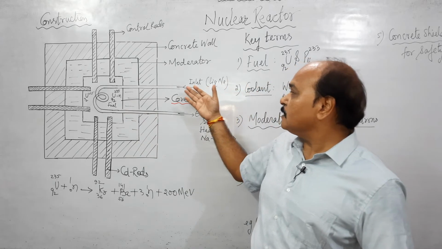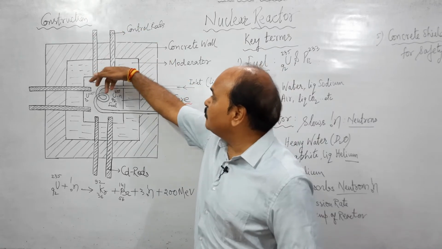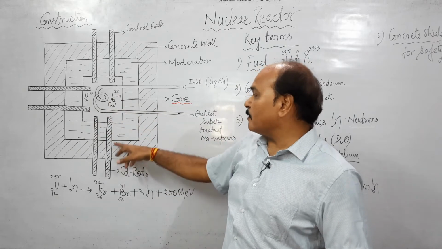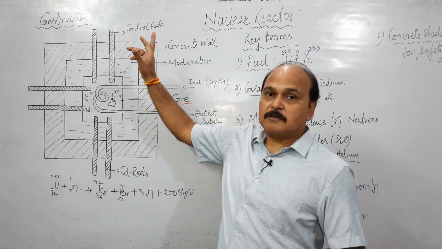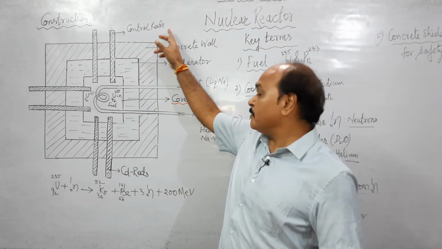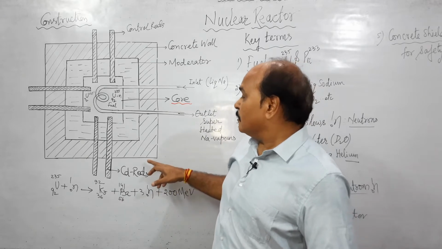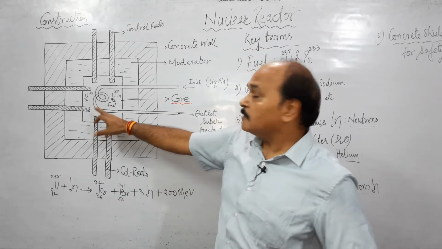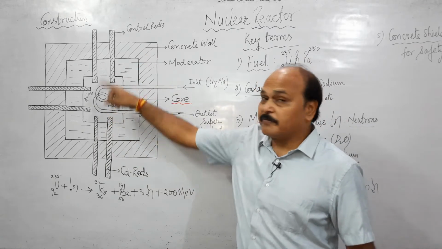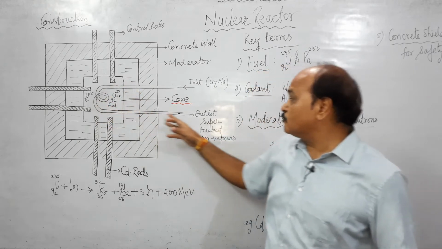Besides this coolant, there are certain rods which move right up to the core. These rods are called control rods, which are made of cadmium. The fission reaction which takes place here produces a huge amount of energy, and that energy is used to run the turbines.